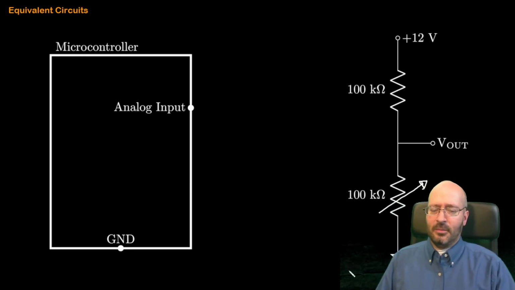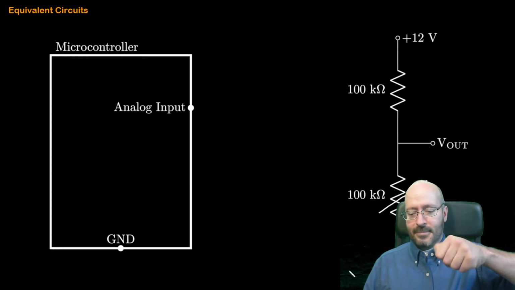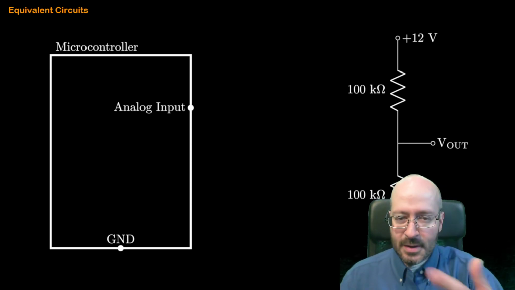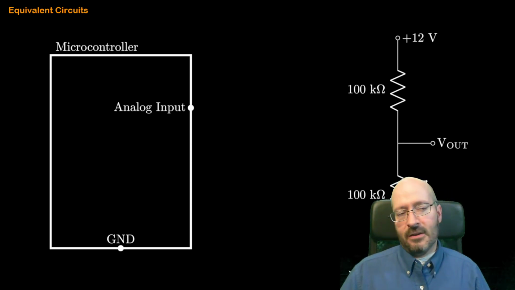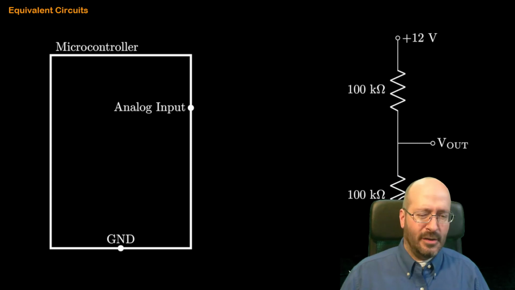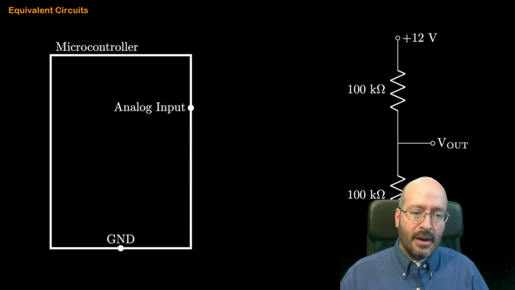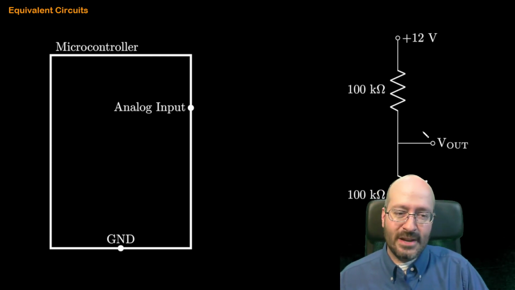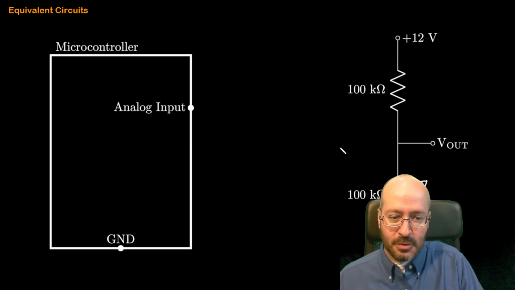And maybe it varies with the turn of a potentiometer. That would be a way to get some input from the user. Maybe it varies with temperature. 100K is a little high for that, but you know, it could be a sensor where the resistance varies with some value, and we need to get that voltage into the microcontroller.